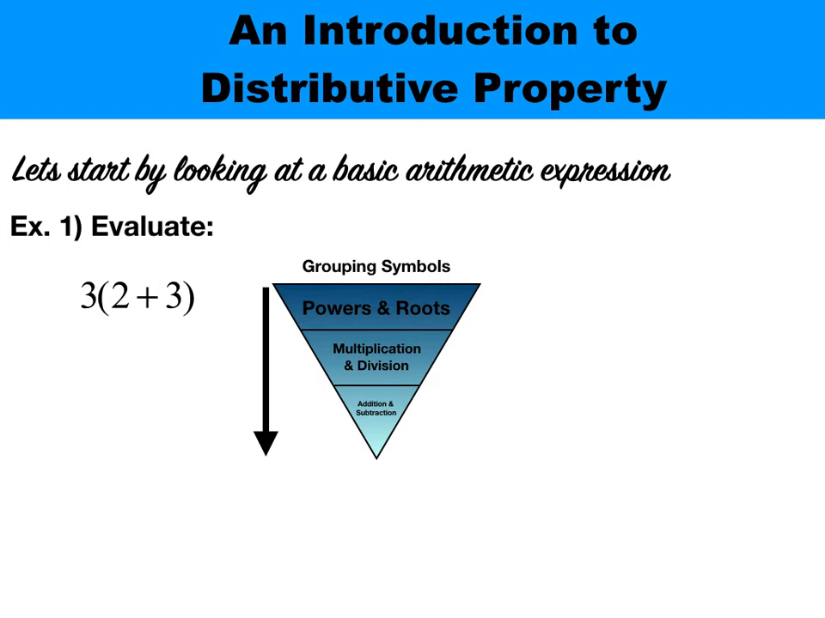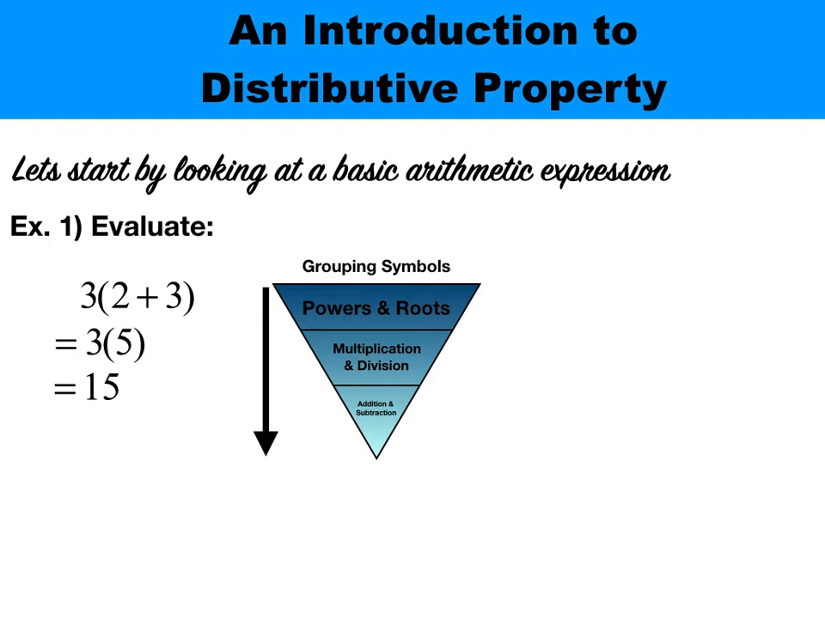So our grouping symbols have 2 plus 3 inside those parentheses. So we're going to do that part first. So we're going to have 3 times 5. 3 times 5 then gives us 15. We can look at this in a slightly different way to get us to see why the distributive property works.